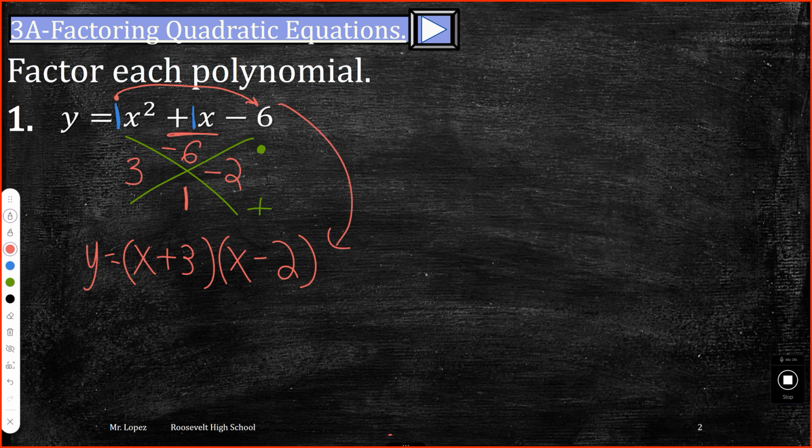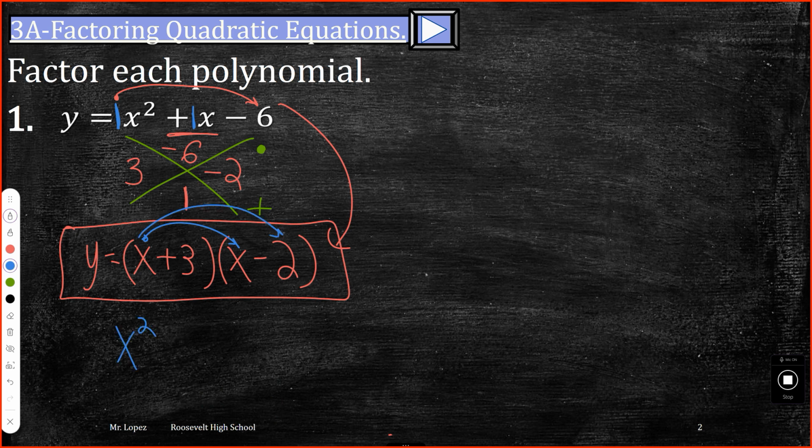How do I know that that's true? How can I verify? I don't have to do this, we're done. I'm just going to do this to prove to you that this is that. All right, how's it go? X times x is x squared. X times negative 2 is negative 2x. 3 times x is 3x. And 3 times negative 2 is negative 6.